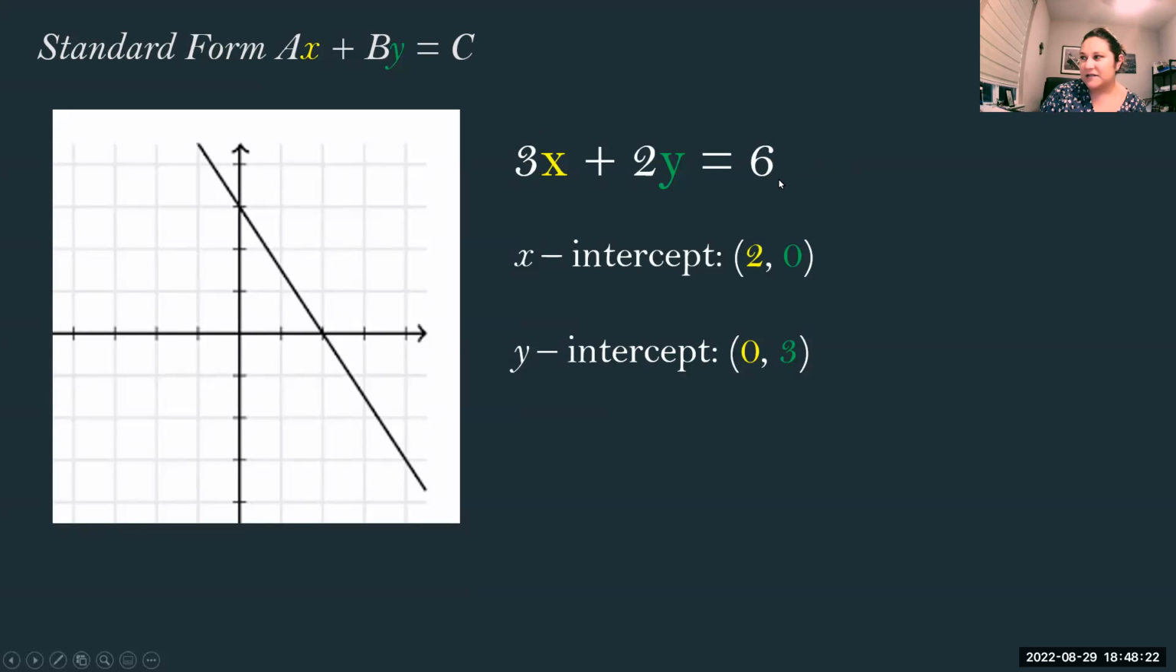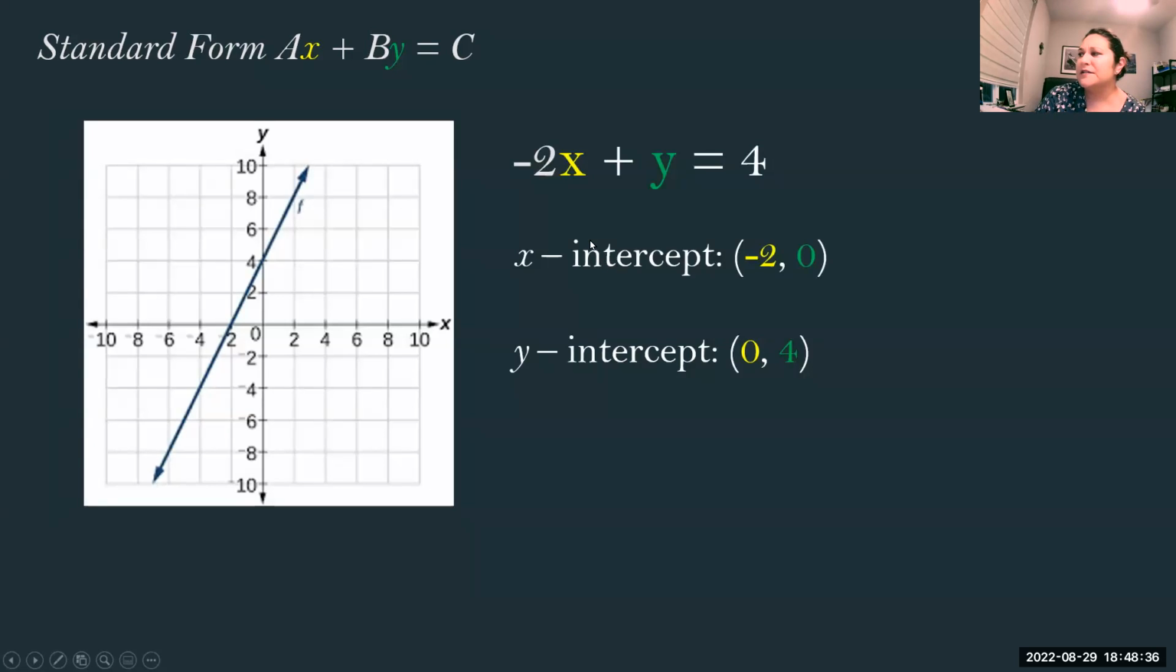Okay, so look at just 3x equals 6. 3 goes into 6 twice, so (2, 0) is the x-intercept. 2y equals 6. 2 goes into 6 evenly 3 times, so (0, 3) is the y-intercept. For this problem, if I just look at the x part of the standard form, negative 2x, and divide it into the 4, there's one negative and one positive, so the x stays negative. But if I have negative 2x plus y equals 4 and I get rid of this little x part, it just says y equals 4, and that's what the y-intercept is.